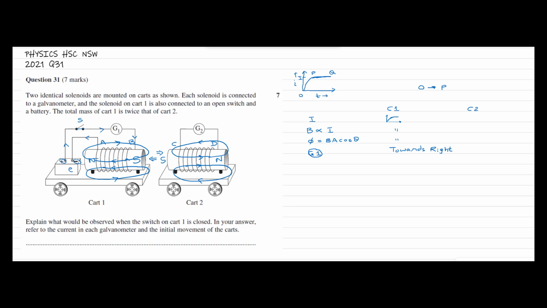So if the current has to flow clockwise, then the direction will be this, and like this. As far as the direction of the current, maybe I'll put galvanometer G2 over here. What's the direction of the current? It will be towards the left.